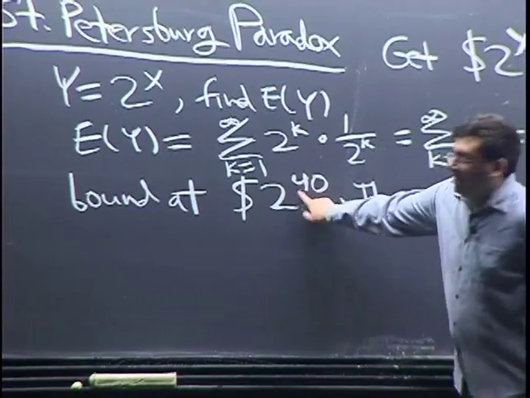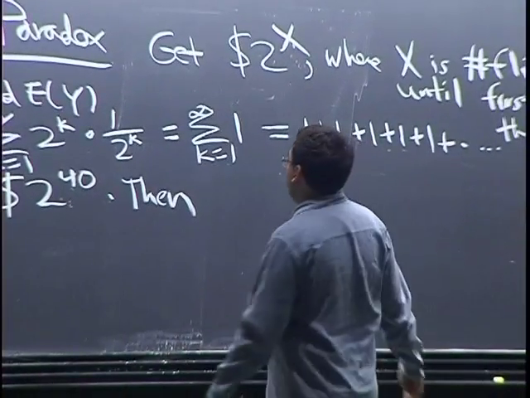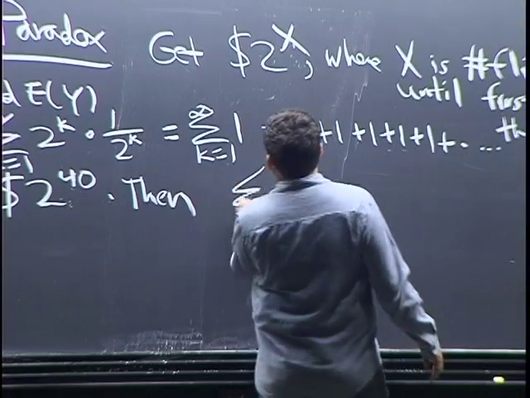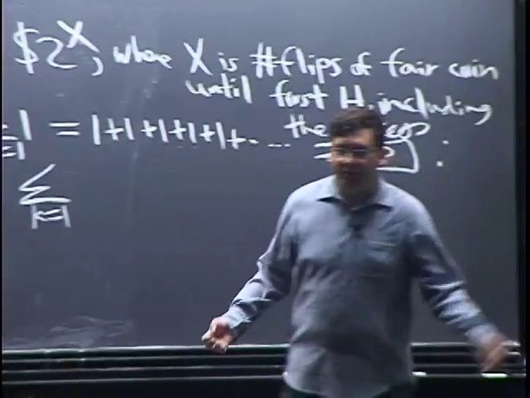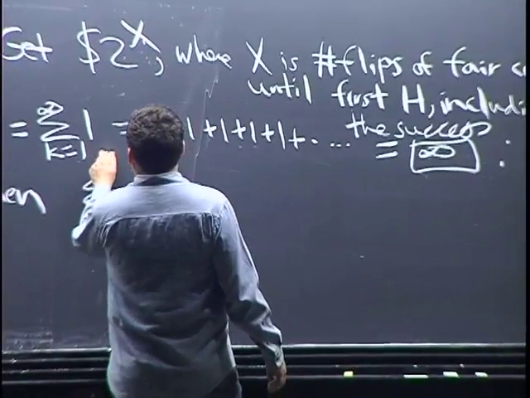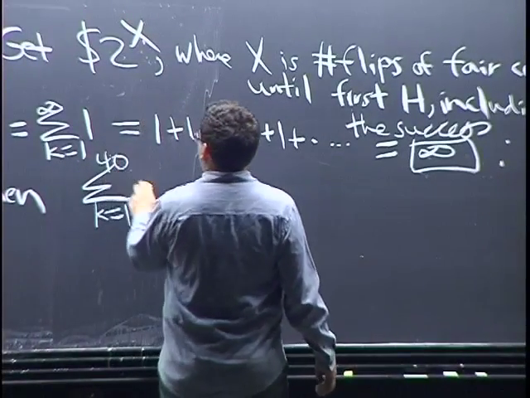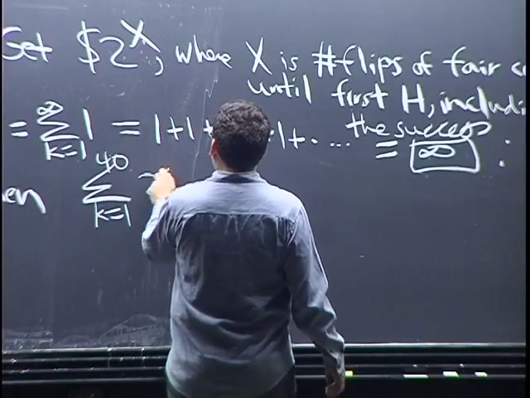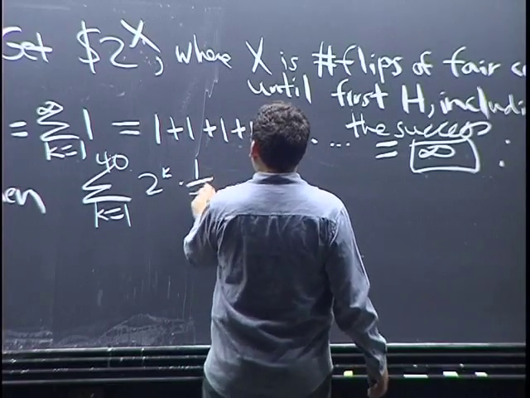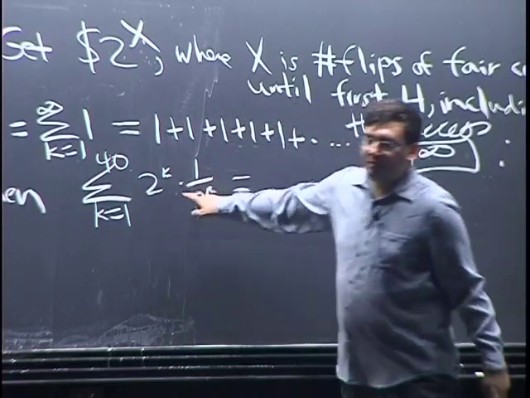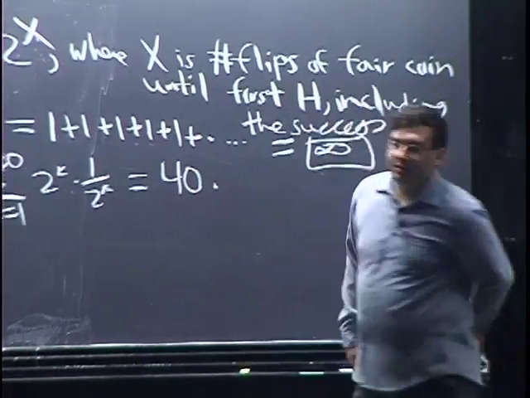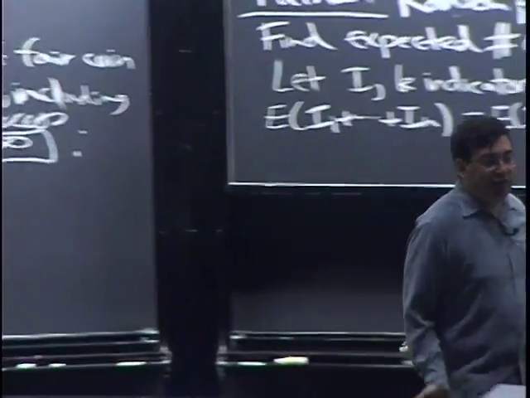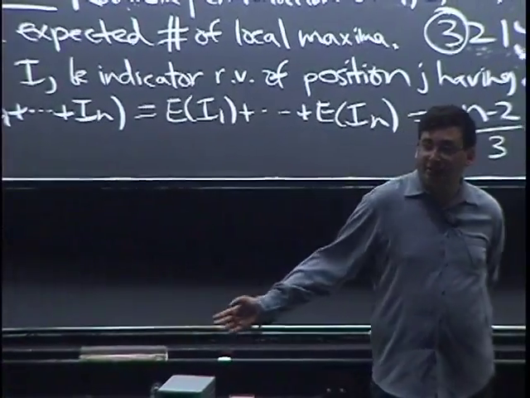Suppose that we bound at 2 to the 40th, then we would get the same looking sum. Let's suppose first that he flees the country in that case. Same sum, except now I'm just going to go up to 40. Sum of 2 to the k times 1 over 2 to the k. Now I'm adding 1 plus 1 plus 1, 40 ones, that's 40. So that's a big difference there. $40 instead of infinity dollars.